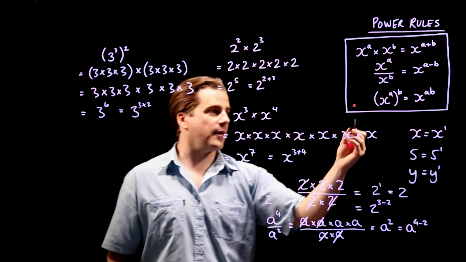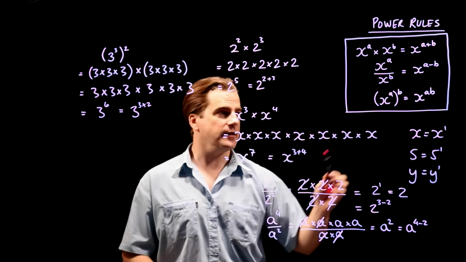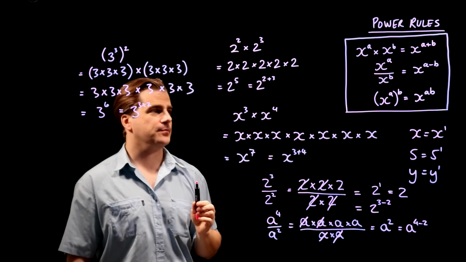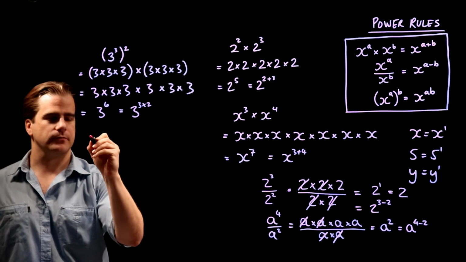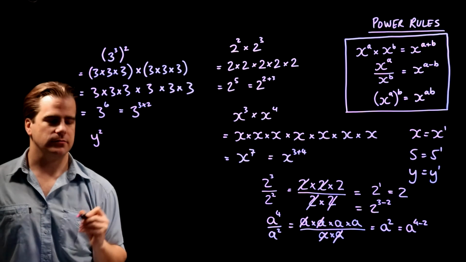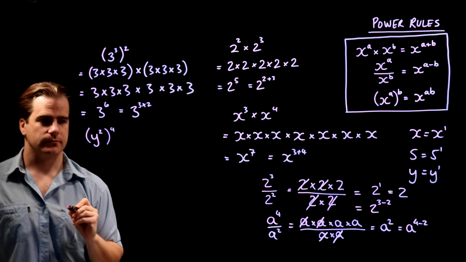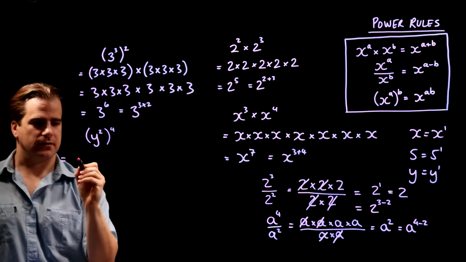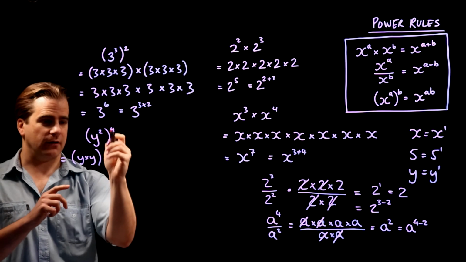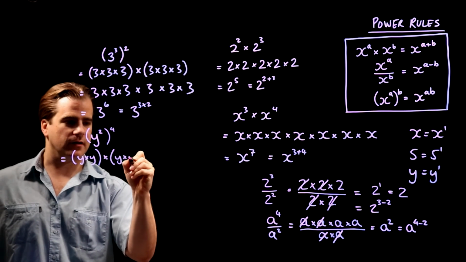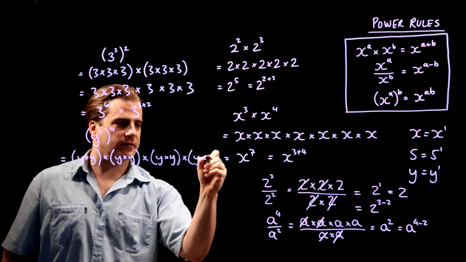And that's shown here in the power rule. X to the power of a, all to the power of b, is x to the power of a times b. So let's do it with a variable. Let's do it with y. Let's have y squared all to the power of 4. Okay, that is y squared is y times y, and that multiplied by itself 4 times: y times y times y times y times y times y times y times y.